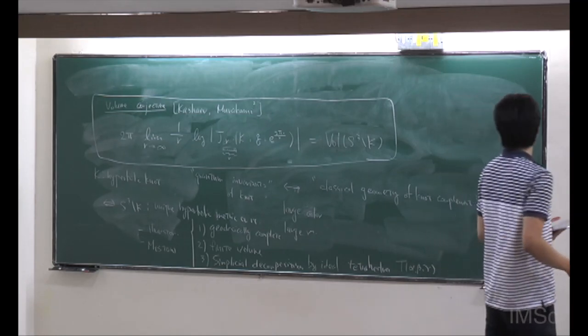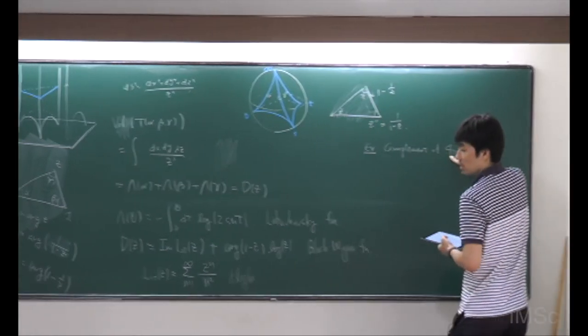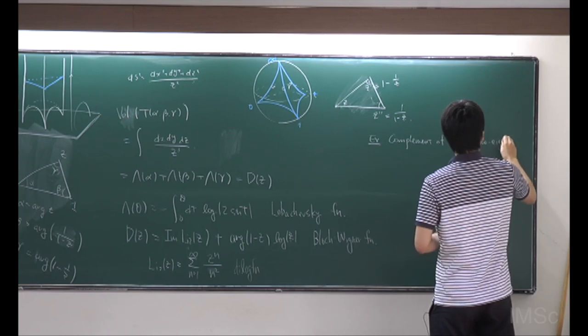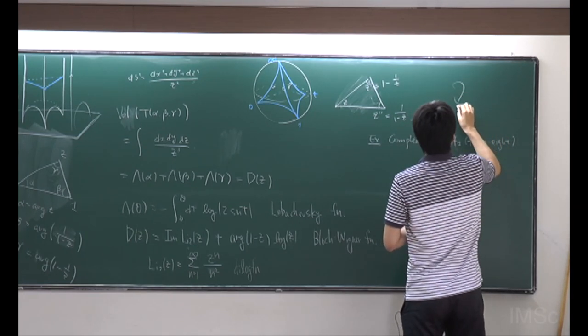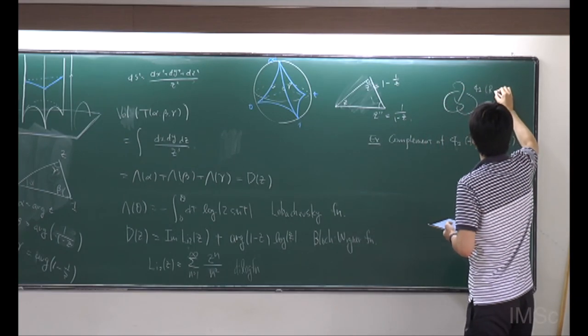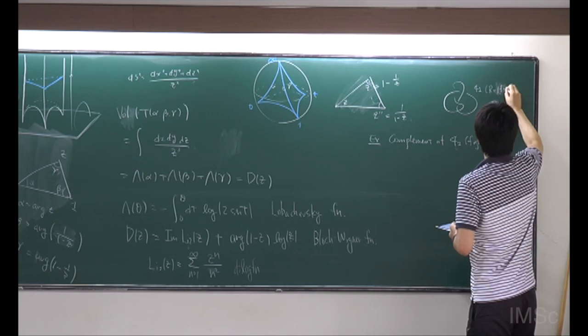So I just want to give you the answer of the example, the complement of the figure 8. This is the notation of figure 8. As far as I remember, figure 8 is something like this one. This is 4_1. This is called the Rolfsen table, if you want it.